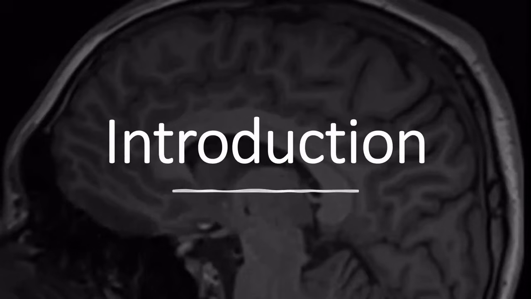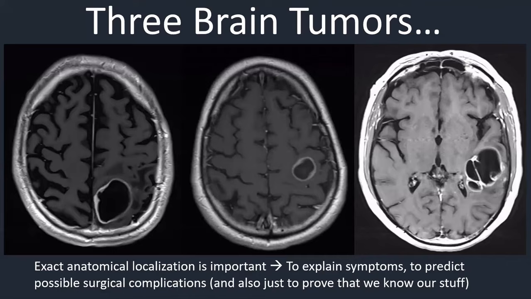So let's get started. By way of introduction, I'm now showing you the MRI images. These are T1 weighted images with gadolinium of 3 patients with cystic brain tumors. They look similar, but they are different. Patient 1 had a metastasis, patient 2 a glioblastoma, and patient 3 a supratentorial ependymoma. The exact diagnosis is not so important for this presentation. The tumors look similar, but they are situated in different regions of the brain.